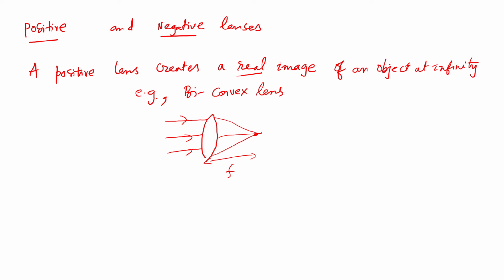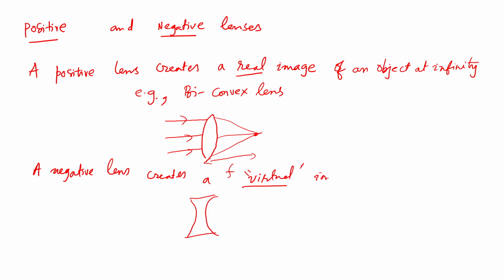right? So then you can see what would be a negative lens. A negative lens creates a virtual image of an object at infinity, right? It's opposite, right? So if I have a biconcave lens, that would be a negative lens. So a negative lens creates a virtual image of an object at infinity.